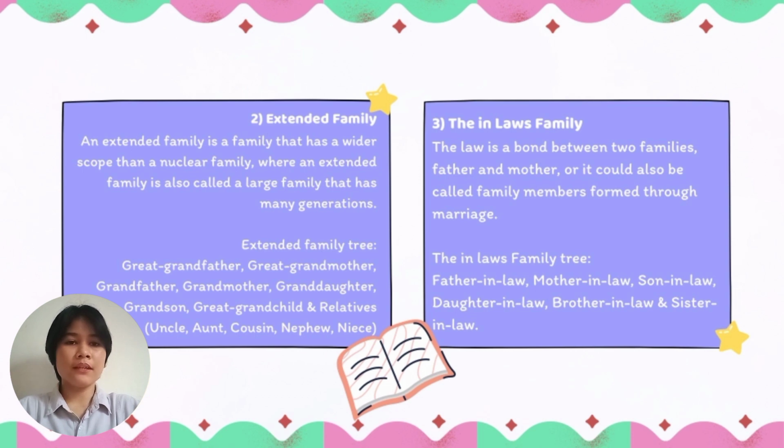Second, we have extended family. An extended family is a family that has a wider scope than a nuclear family, where an extended family is also called a large family that has many generations. Extended family tree consists of great-grandmother, great-grandfather, grandmother, grandfather, granddaughter, grandson, great-grandchild, and relatives such as aunt, uncle, cousin, nephew, and niece.